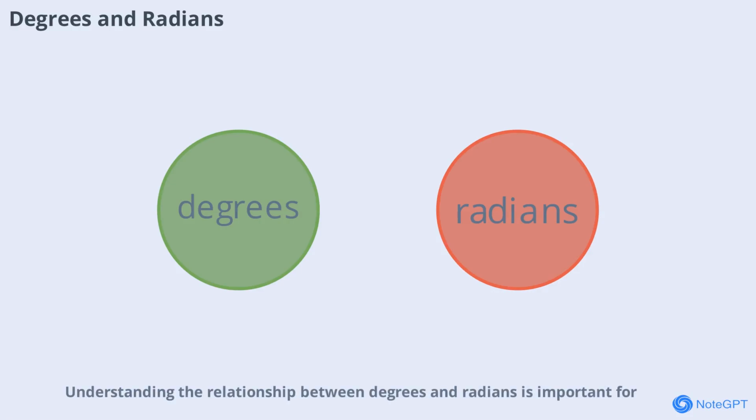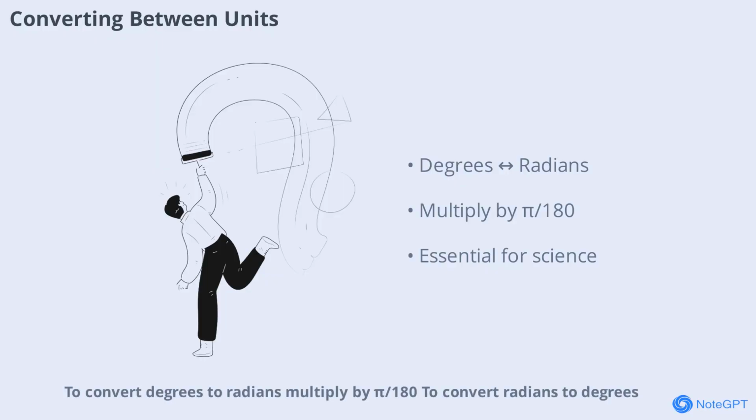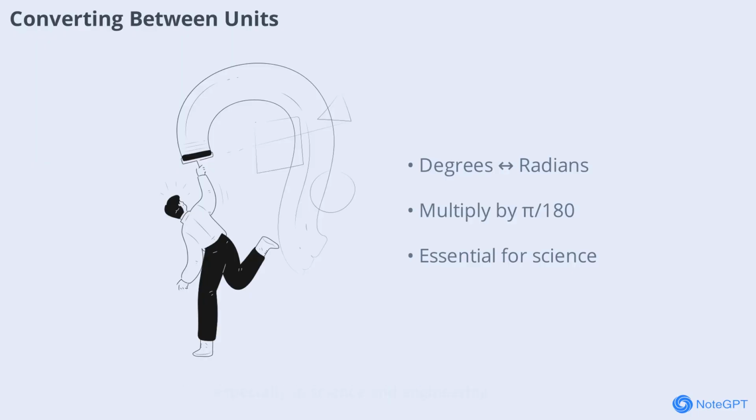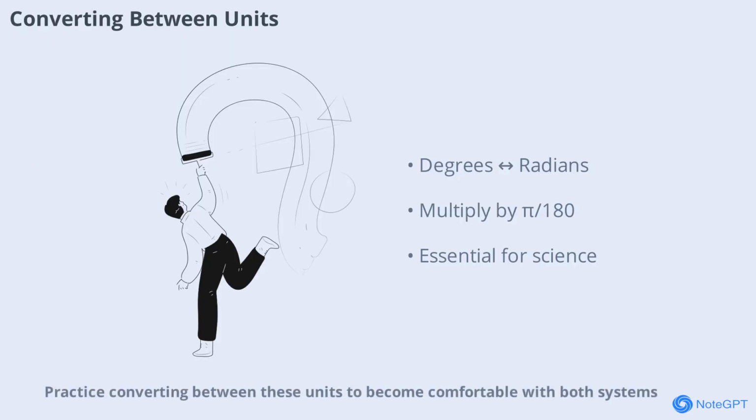Understanding the relationship between degrees and radians is important for switching between different types of problems and for using calculators correctly. To convert degrees to radians, multiply by pi/180. To convert radians to degrees, multiply by 180/pi. This conversion is essential when working with trigonometric functions in different contexts, especially in science and engineering. Practice converting between these units to become comfortable with both systems.